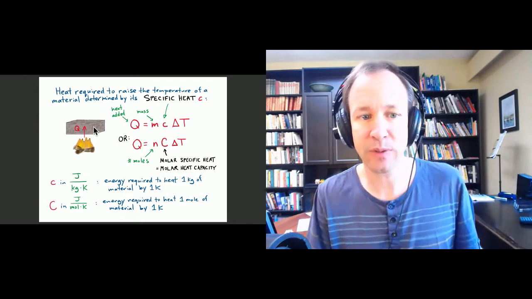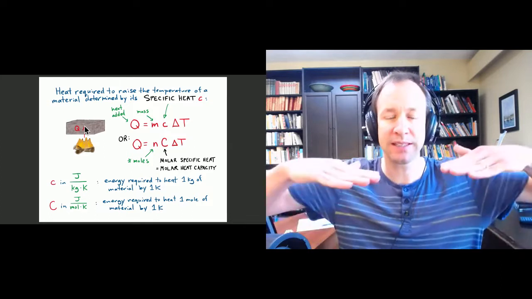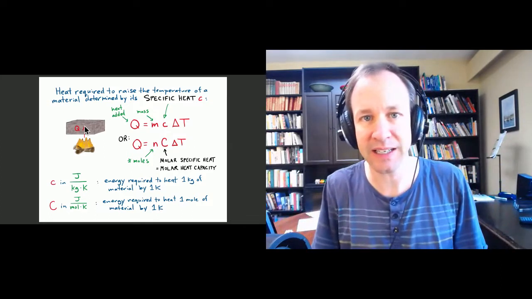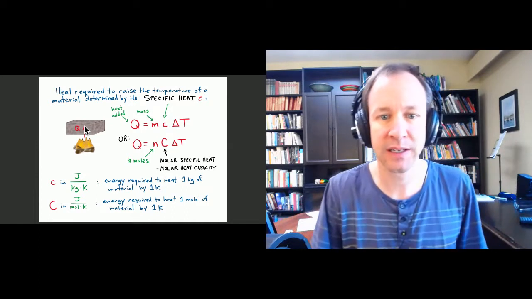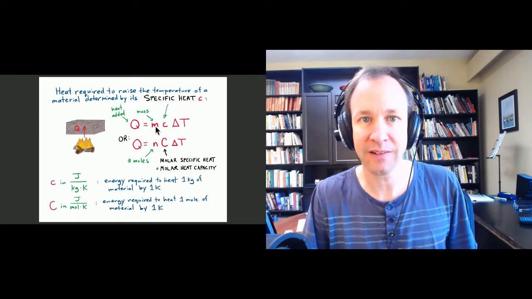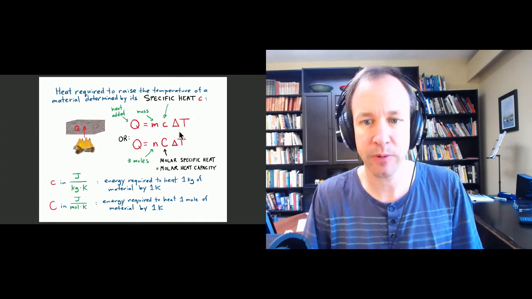So for example, if you have 2 bricks and you want to heat them up by the same amount, the same temperature change, then you're going to need to supply twice as much energy as compared to just heating up 1 brick. And so that's why we have the M here in the formula on the right-hand side. So the amount of energy is proportional to the mass. It's proportional to the change in temperature that you require.